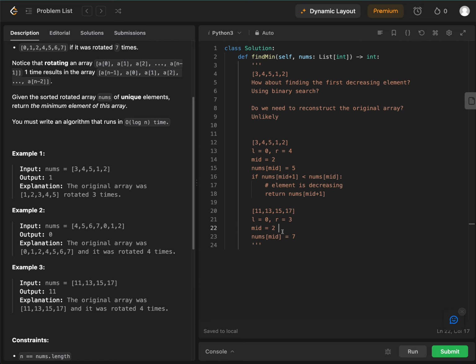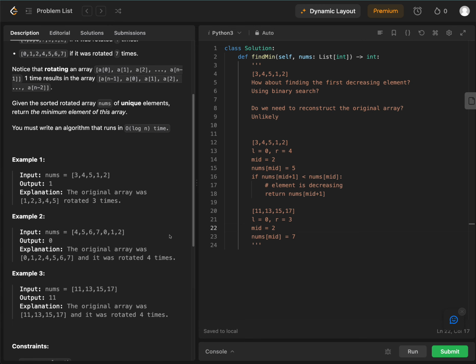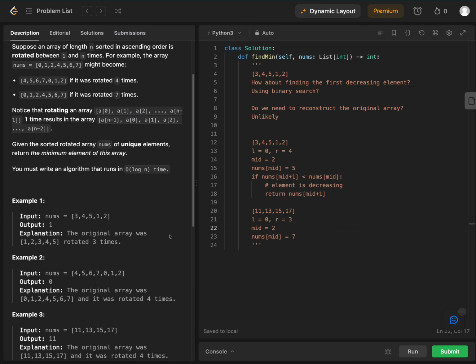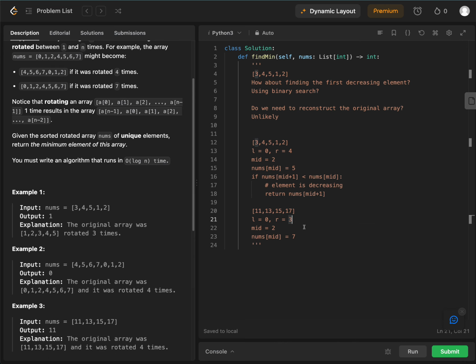What do we do now? If we know that 2 is still increasing, since we know that this is still increasing, we will want to, okay, since we know that nums is sorted in ascending order, the result we want has to be in the right. Could it be in the left? Could it be in the left? So we have 17 here.